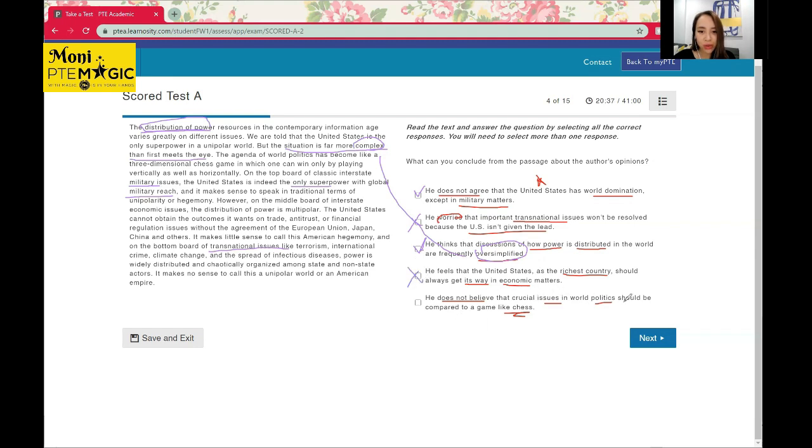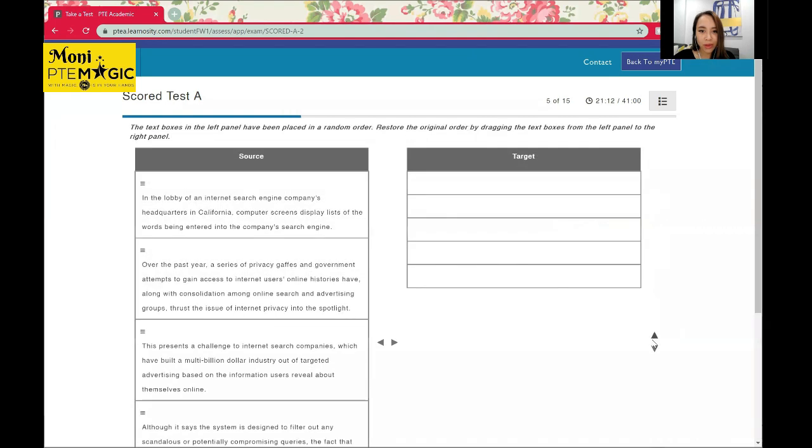He doesn't believe the crucial issues in the world should be compared to a game like chess. Okay, let's find the word chess. I think I saw it here. The agenda of world politics has become like a three-dimensional chess game. He actually compared world politics to a three-dimensional chess game. Here it says he doesn't believe that, but it actually is like that, like a chess game. Also incorrect. So the two answers will be the first one and then the third one. Okay, next one.